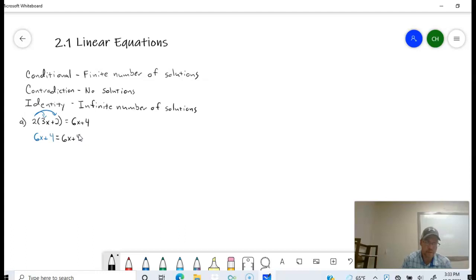Alright, so immediately when we see that the left side of the equation is exactly the same as the right side, that tells me that there's not a single number I could choose for x that wouldn't work. If I chose 0, 6 times 0 is 0 plus 4 is 4 on the left side. 6 times 0 is 0 plus 4 is 4 on the right side. Every number would work. So that one is an identity.